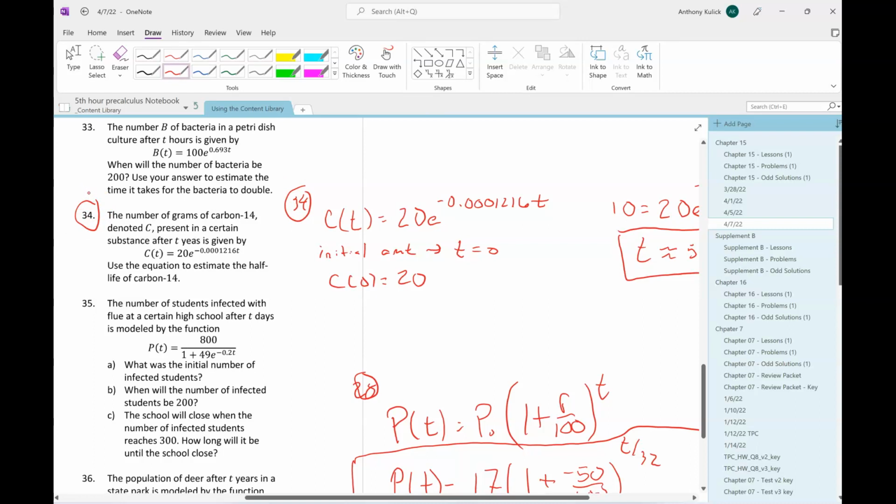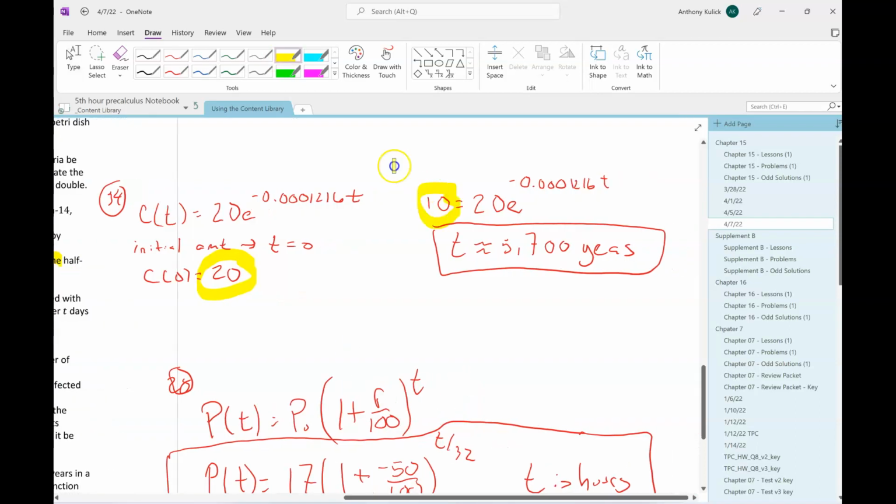Can you explain when you know 10 equals 20, can you explain where the 10 is? Yeah, so it's asking to estimate the half-life. So we knew initially we started with 20. So the half-life is going to bump it down to 10. We want to find how long it takes to chop that in half. So that's why I used 10 there.